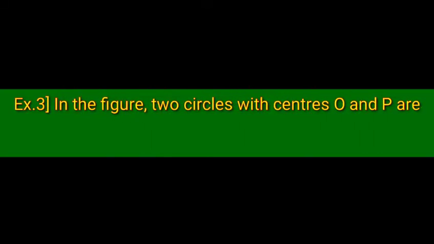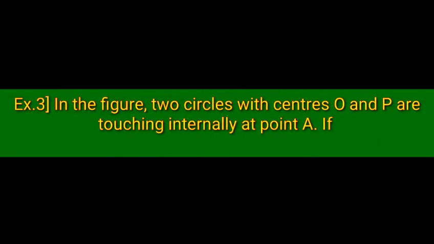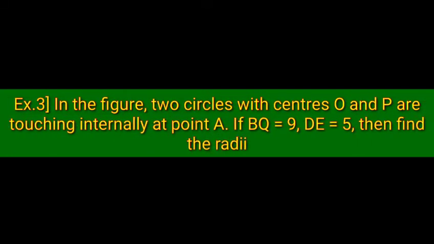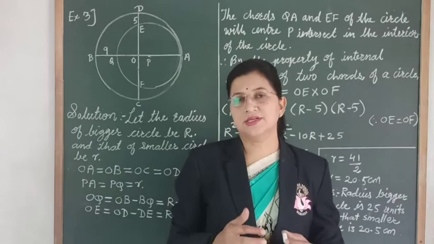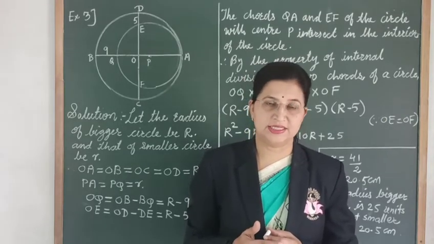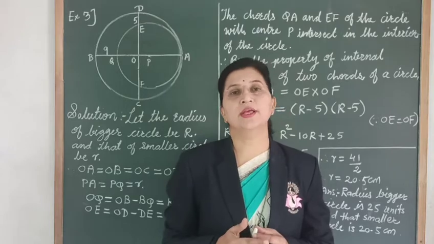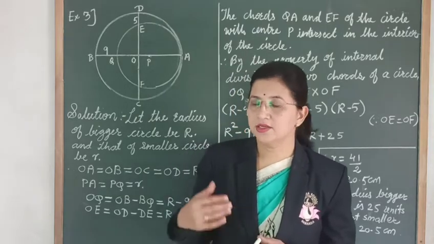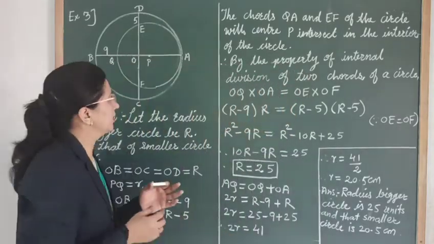Let's have another example. In the figure, two circles with centers O and P are touching internally at point A. If BQ is equal to 9 and DE is equal to 5, then find the radii of the circles. Dear students, in this question we are given two internally touching circles and we are asked to find out the radii of both the circles. Okay, so let's see the solution. How to solve this question?